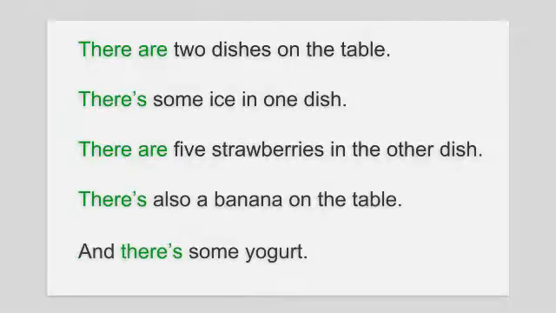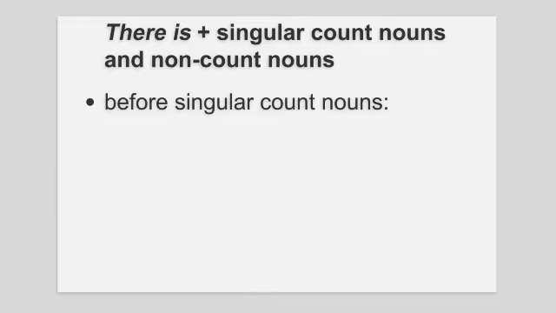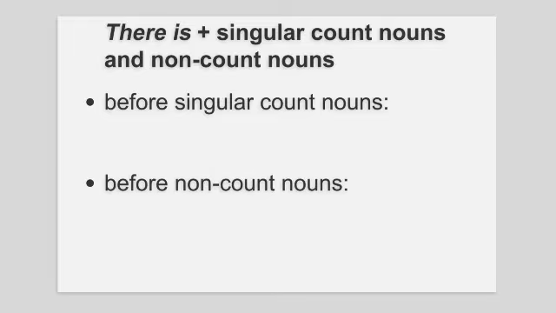There is and there are mean that something exists in a particular place. We use there is before singular count nouns and before non-count nouns. We usually use the contraction there's. Remember to use a or an with singular count nouns.